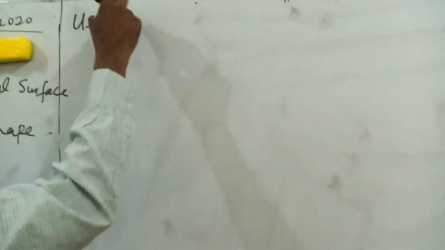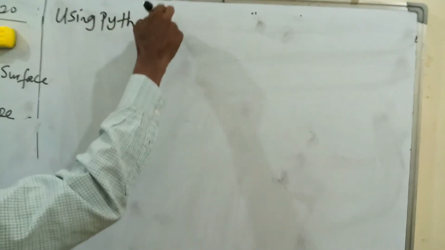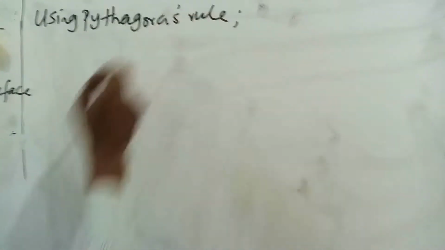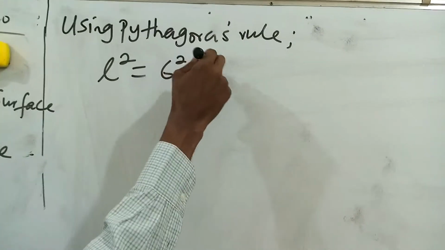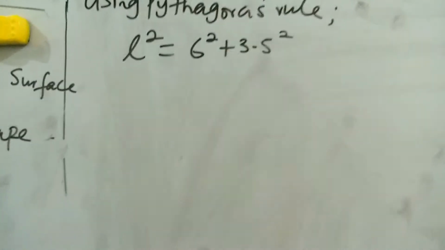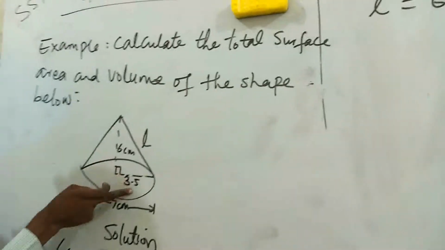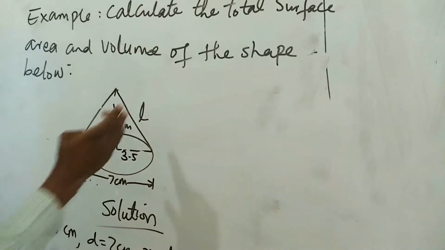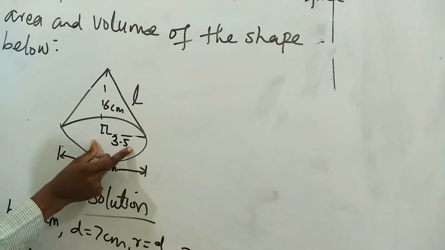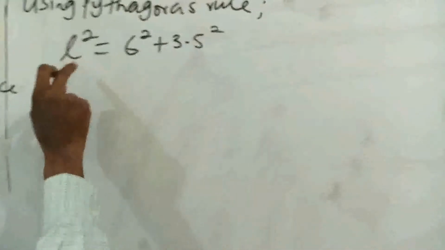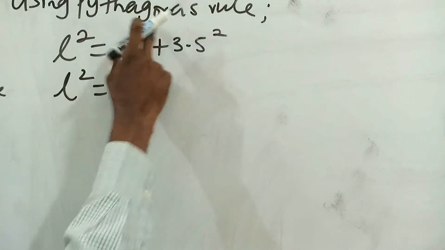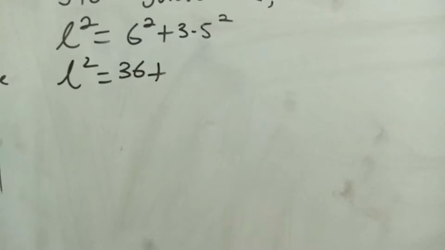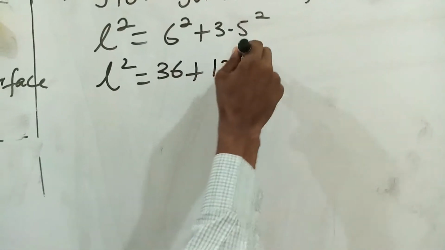Using Pythagoras, the square of the hypotenuse is equal to the sum of the squares of the two other sides of a right angle triangle. So L square will be equal to 6 square plus 3.5 square. With 6 square we have 36, plus 3.5 square, which gives us 12.25.